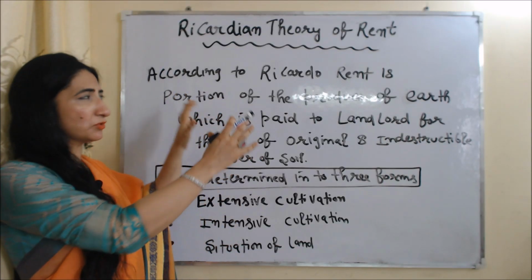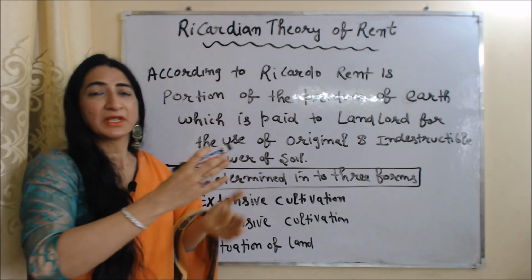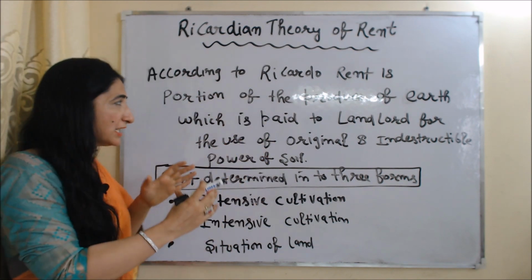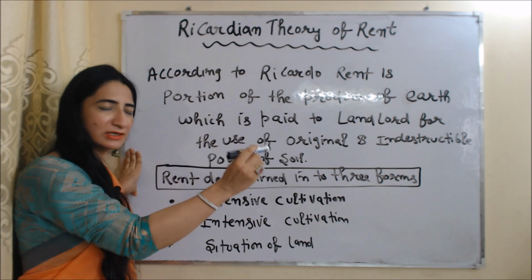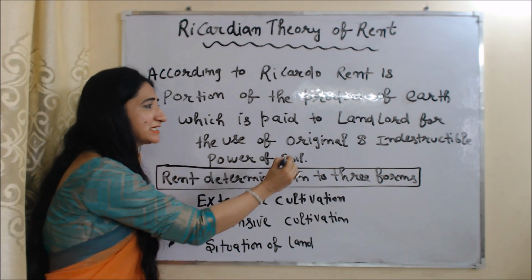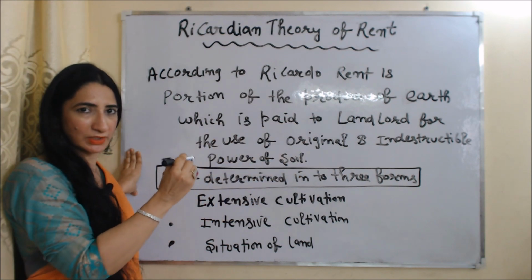Today we are going to talk about Ricardian theory of rent. According to Ricardo, rent is portion of the produce of earth which is paid to landlord for the use of original and indestructible power of soil.